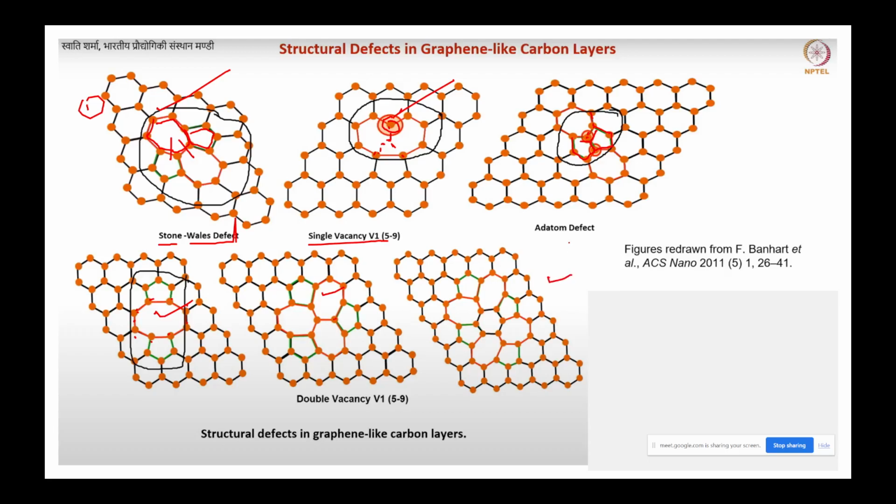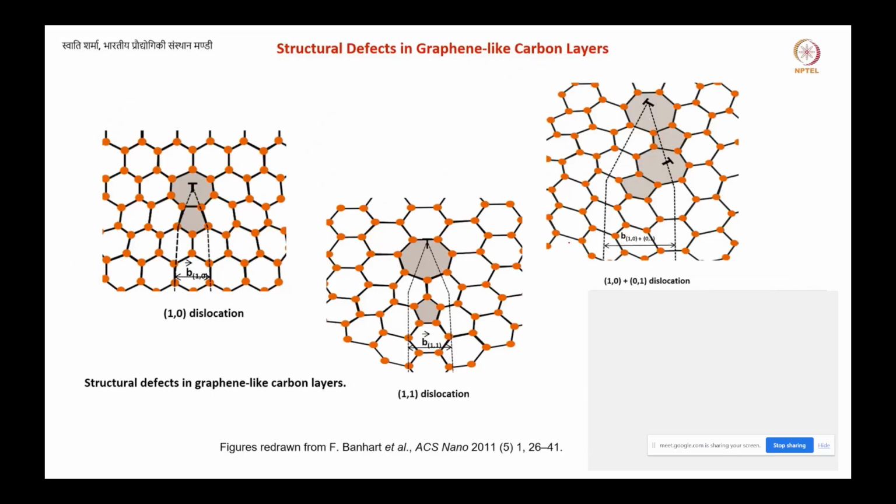Okay. So these are some structural defects in graphene. You can find many more. So these are the defects. Now you can see the line defects, so the dislocation, how the dislocations can be present.